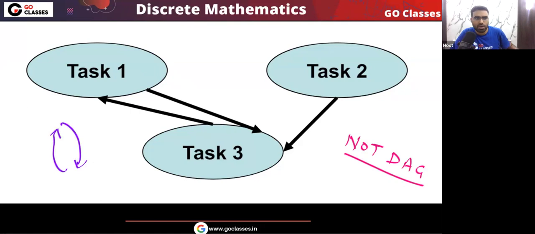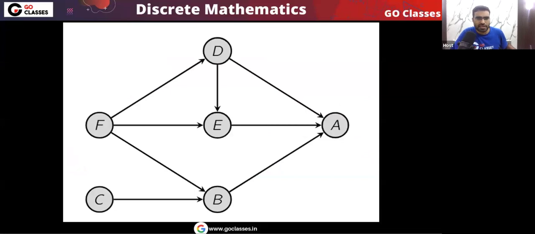This type of cycle you have. Okay, so very easily you can see that this is not a directed acyclic graph. Is this clear? Because there is a cycle. Now, what about this graph? Is this a directed acyclic graph?